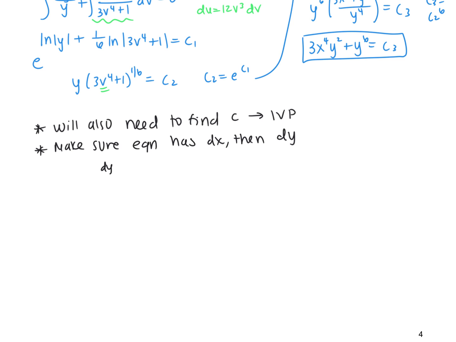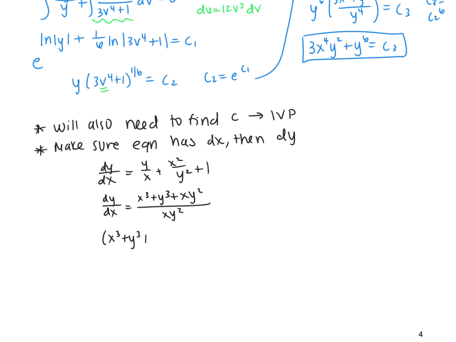So for example, if I have this equation, first thing I'm going to do, of course, is get everything together on that right side in one fraction. So when I do, that gives me x to the 3rd, add y to the 3rd, add xy squared over xy squared. So then, when I cross multiply and get my dx and my dy together, I try to lead with dx. I forgot my dx.